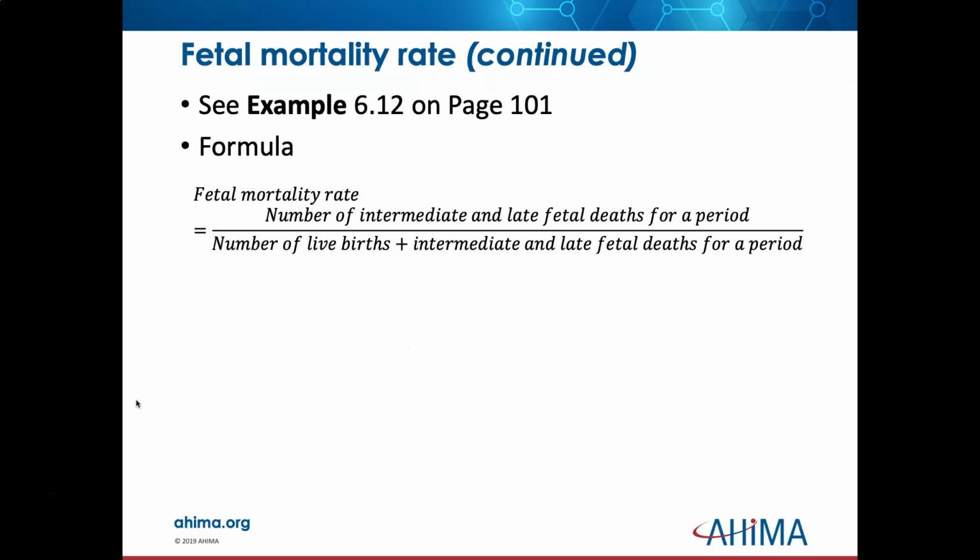So how do you calculate that? Let's look at page 101 at example 6.12. And it'll tell you that the hospital had 207 live births and 1 early fetal death, 2 intermediate fetal deaths, and 3 late fetal deaths. And you'll notice that when they calculated out, they did not include that 1 early fetal death.